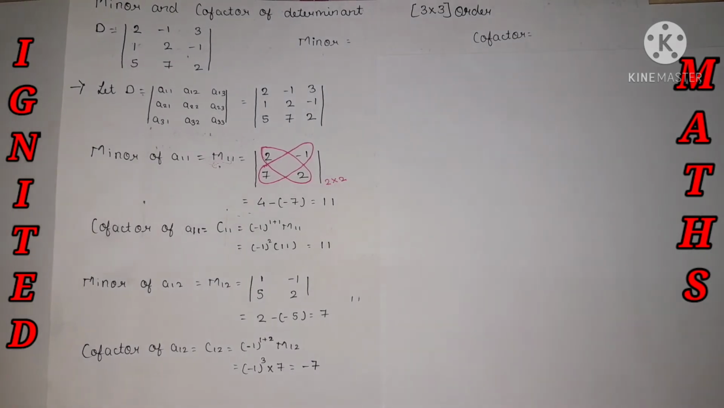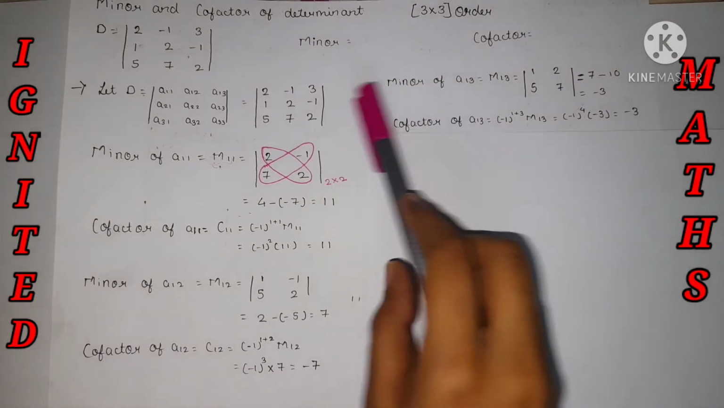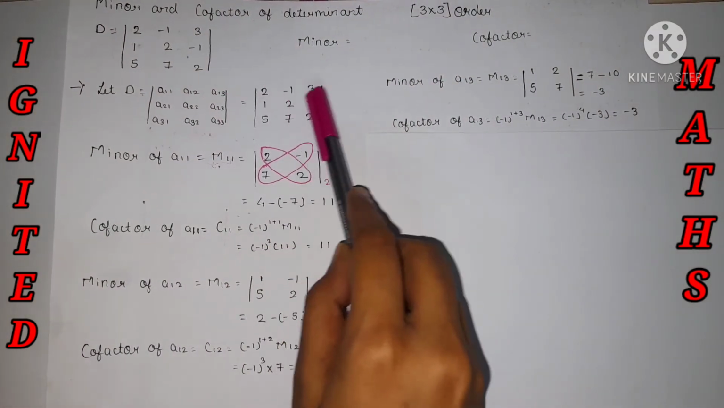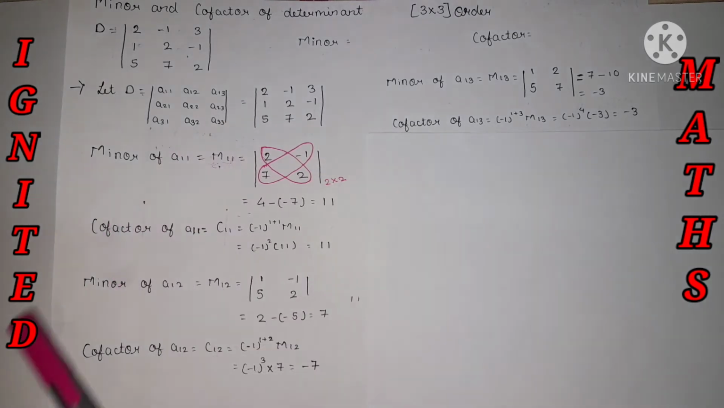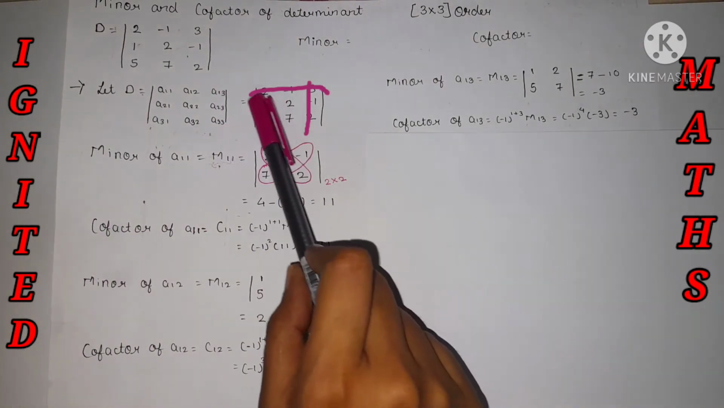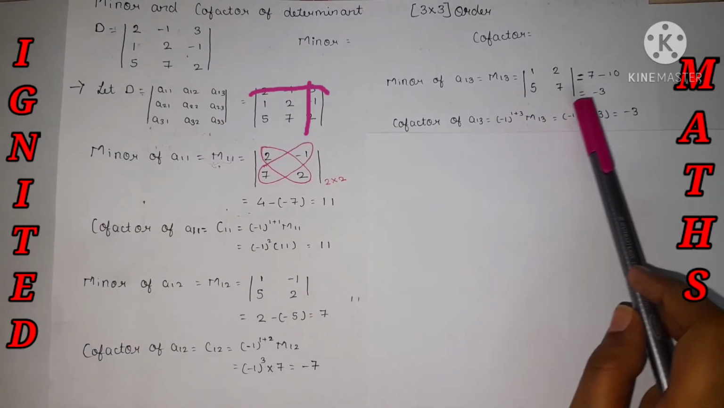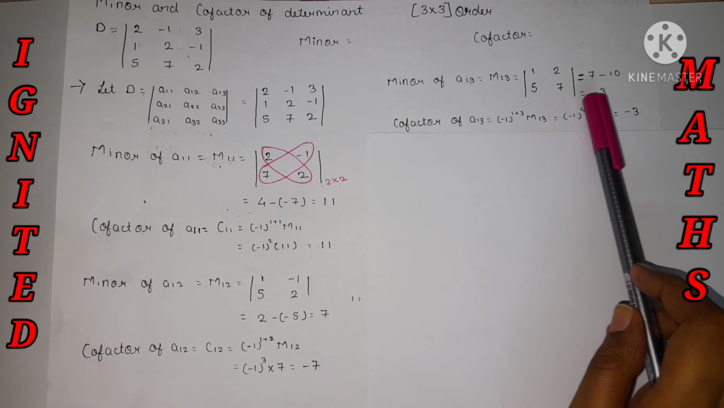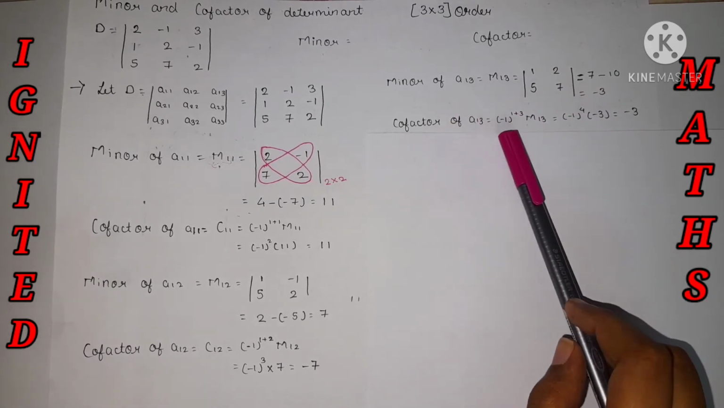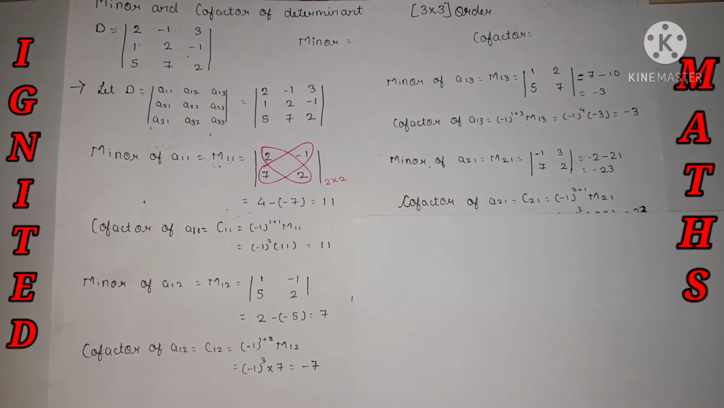Yes, so let's move. Minor of A13 element, that is nothing but 3. We need to hide the respective row and respective column in which the A13 element is present. So if we hide it, then a 2 cross 2 determinant occurs. Yes, and we got the answer as -3. So put it in the cofactor formula and we will get the answer as -3. And the same procedure will be the same for each and every element.